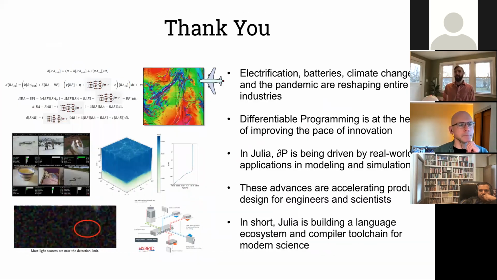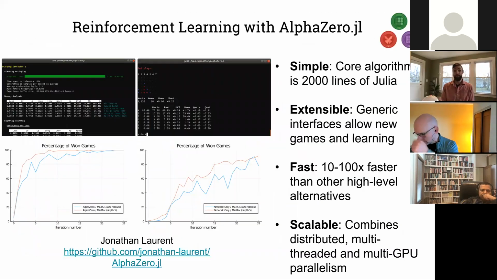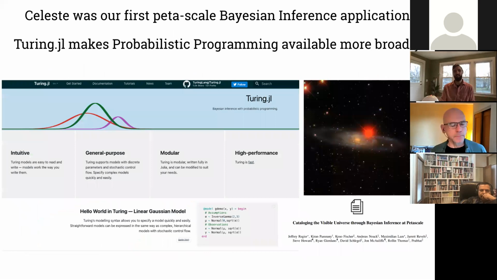So I think with that, we're running out of time. There's lots of other application areas ranging from machine learning and training reinforcement learning. AlphaZero is an awesome package in Julia, as well as an extension of the Celeste project, where we did image recognition and Bayesian inference across the night sky. A huge petascale Julia project, and Turing.jl extends that and makes that available more broadly to you. And it's an awesome resource for modeling, and is built atop this differential programming model.